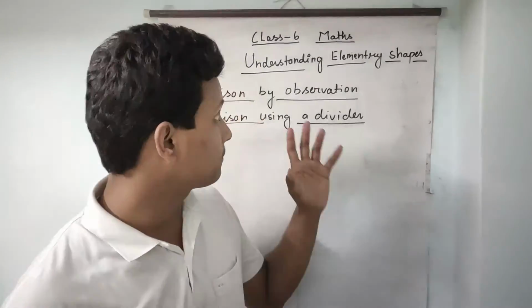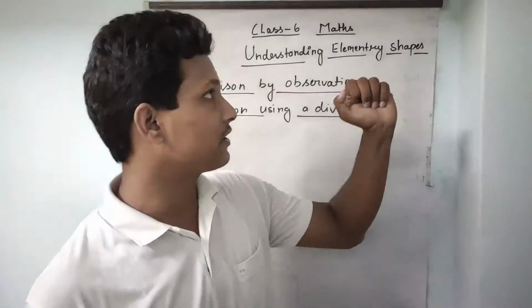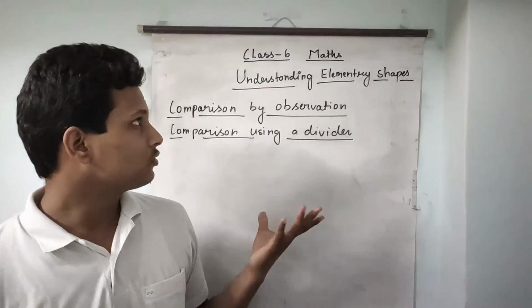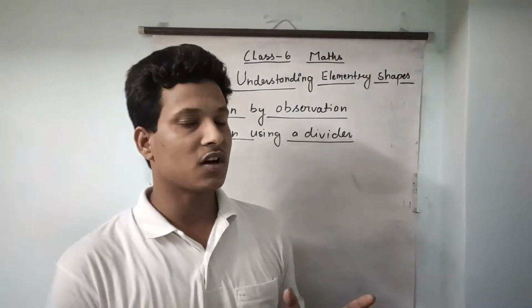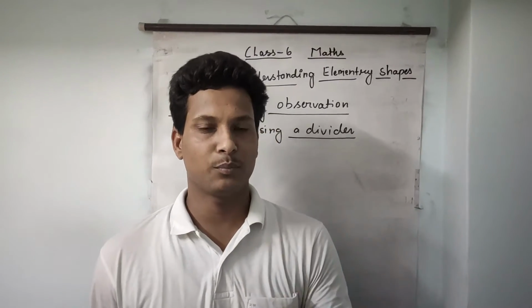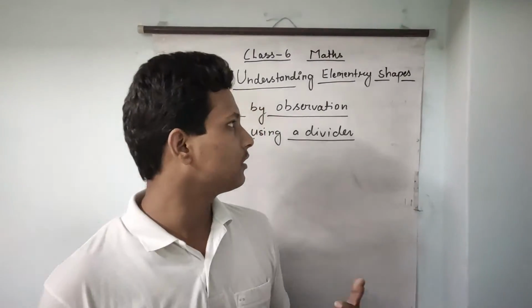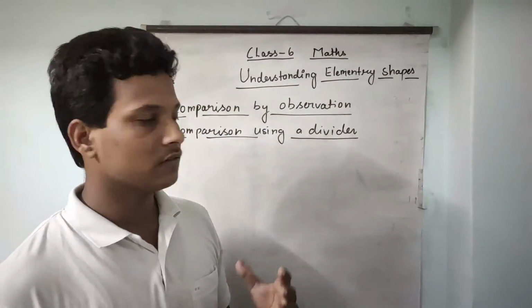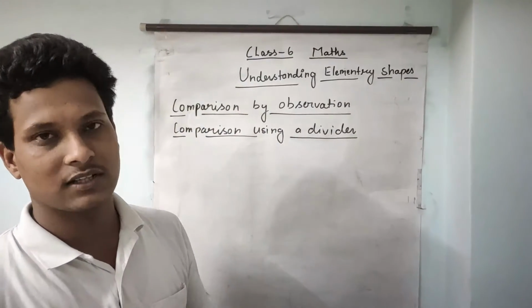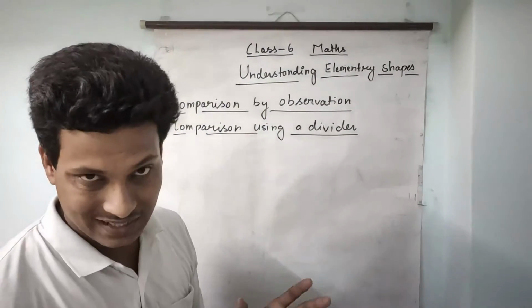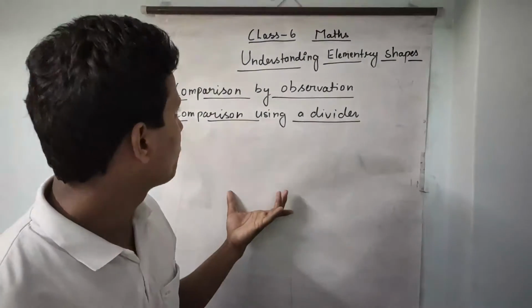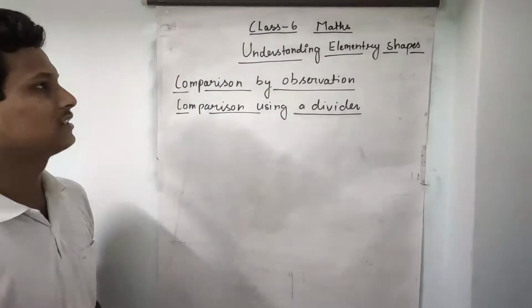Earlier we discussed chapter number 10. Now we are going to discuss chapter number 11, that is understanding the elementary shapes. In this chapter we are going to compare figures and learn how to measure them. In chapter number 10 we discussed what is a line segment, ray, angle, triangle, quadrilateral, etc. So how will we compare things?